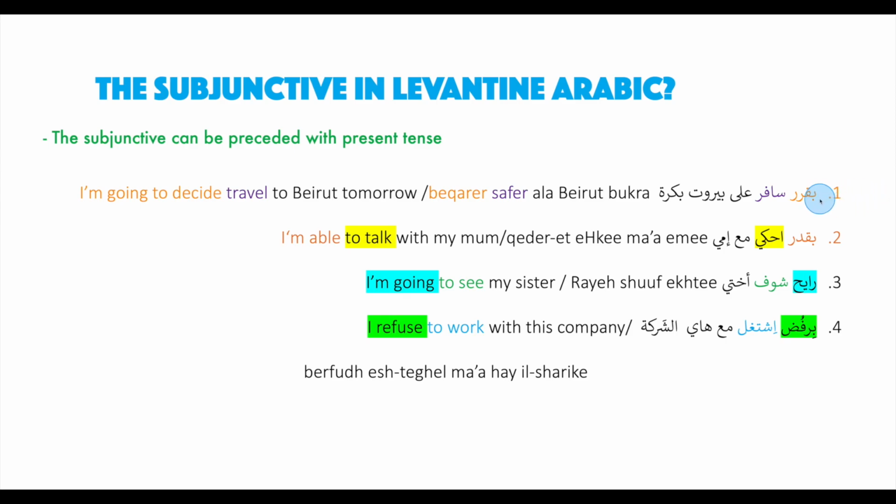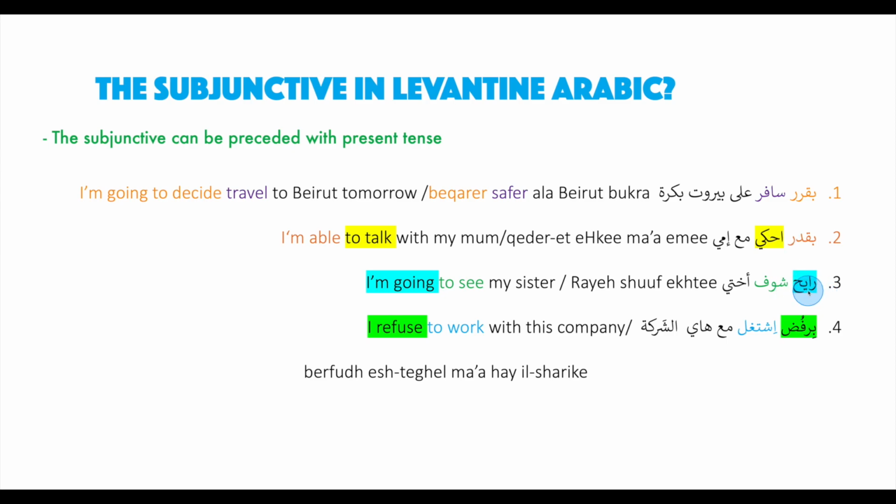Let's have a look at this example. بقرر سافر على بيروت بكرة. بقرر سافر. بقرر is conjugated with I first person, and سافر is conjugated with I first person. Present tense, present tense. Our second sentence, بقدر أحكي مع أمي. بقدر I can. أحكي I speak. Both are conjugated in the present tense and with I first person.